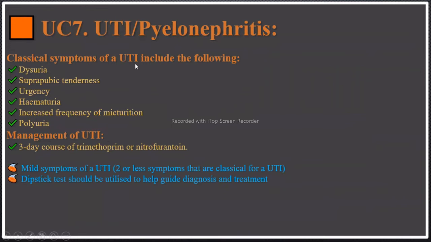Clinical symptoms of UTI: dysuria, suprapubic tenderness, urgency, hematuria, increased frequency of micturition, polyuria. Management of UTI in general is a 3-day course of trimethoprim or nitrofurantoin. Remember I'm talking in general. Mild symptoms of UTI: if you find two or fewer classical symptoms, it's mild. Dipstick should be used to help guide diagnosis and treatment.